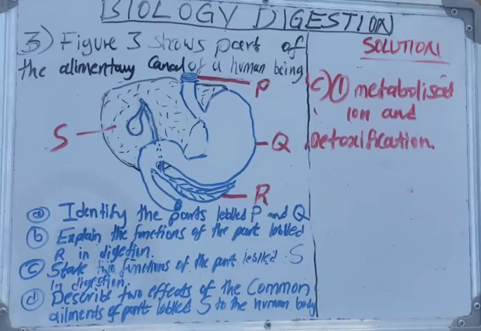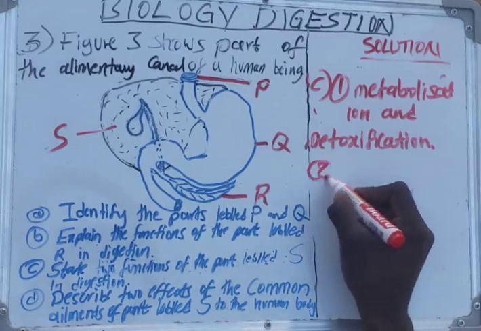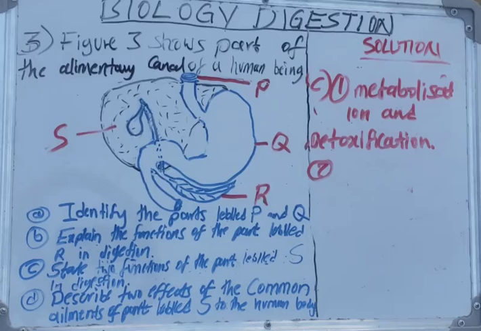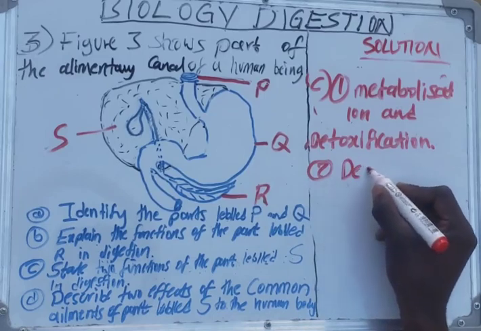Yes, so there are certain cases where the body gets infected with toxic substances, and these substances may be mingled with the nutrients. So it is the function of the liver to take these toxic substances and detoxify them. So the liver has that function. So it is used in the metabolization and the detoxification in the body. Then number 2, it is used in the deamination of amino acids.